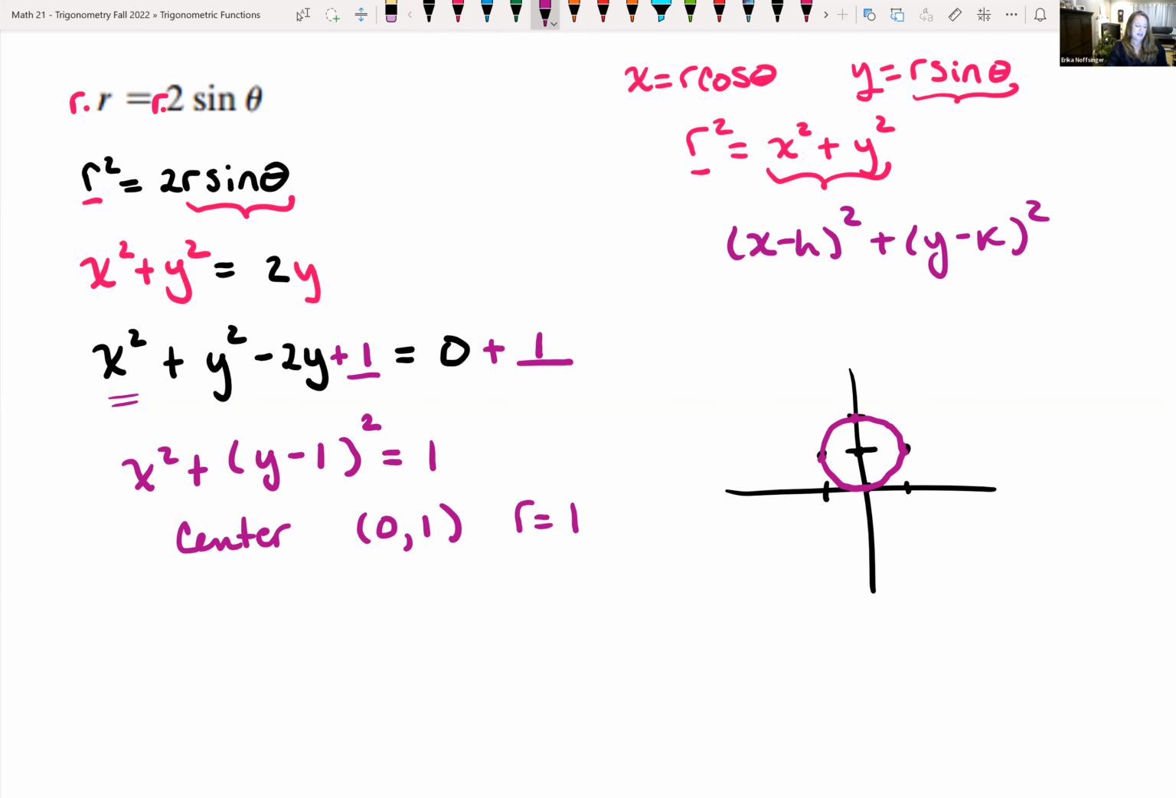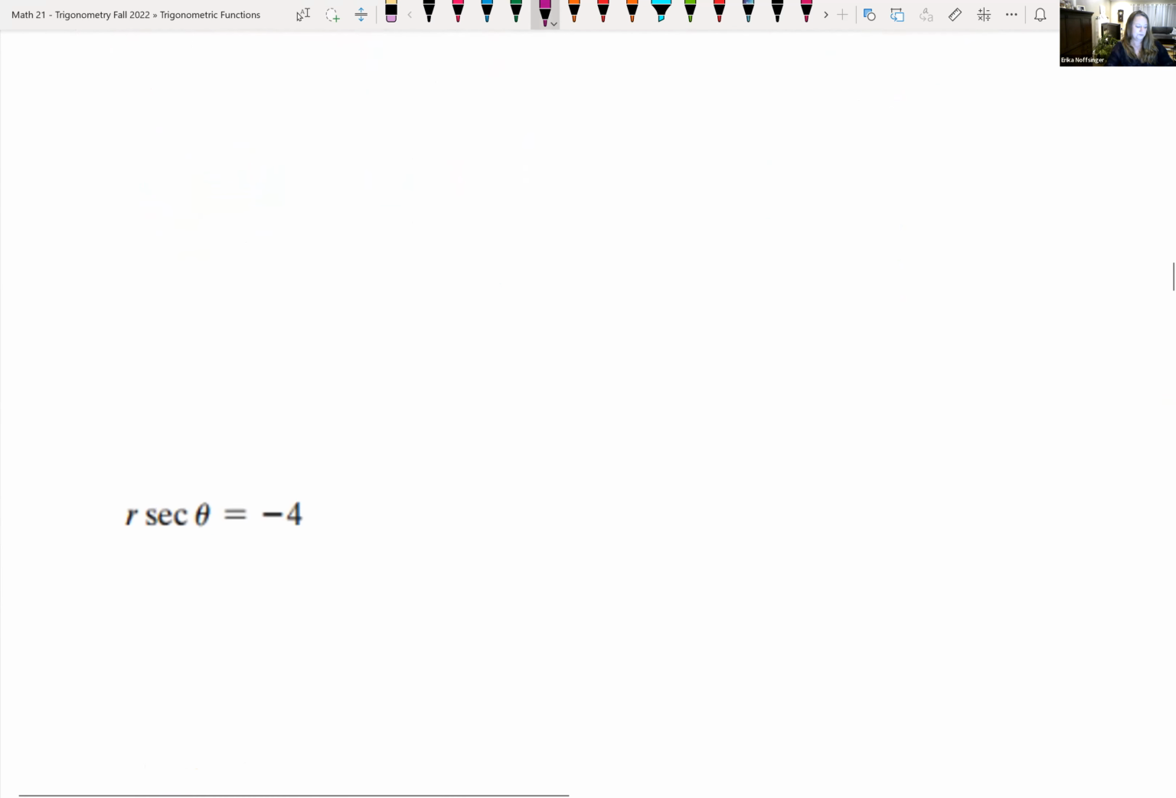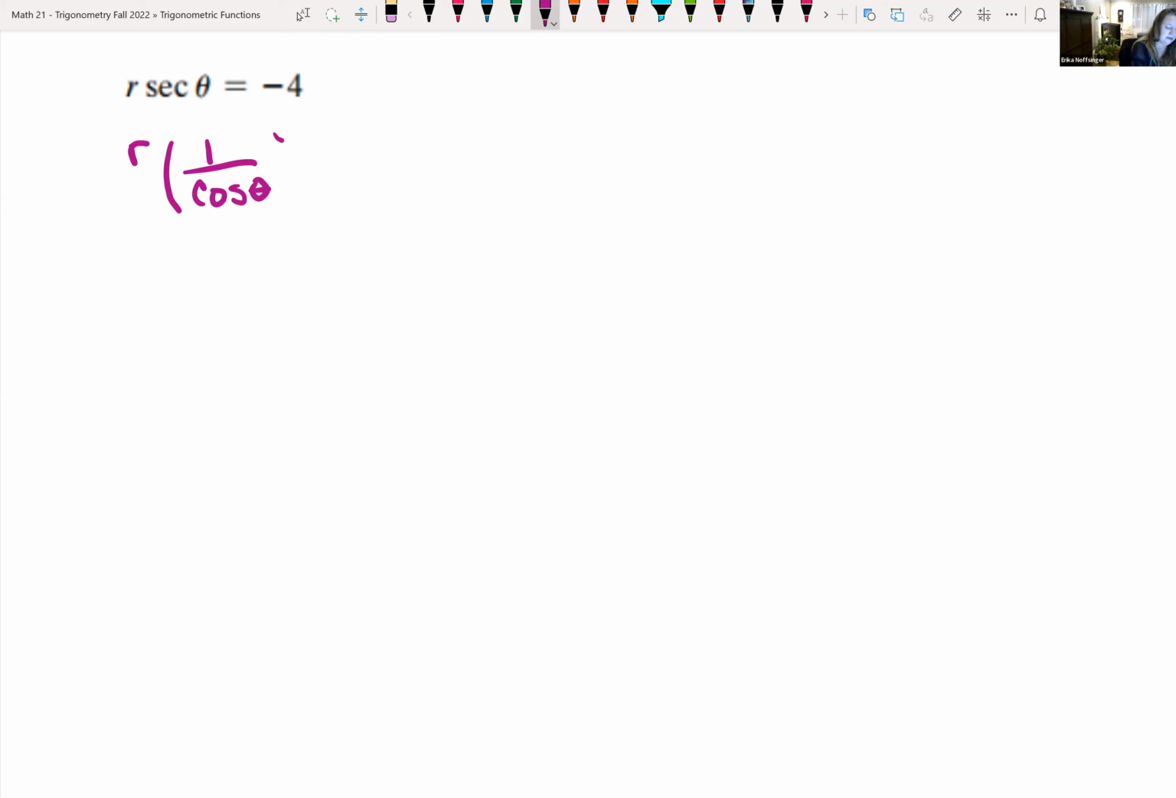Okay, so let's look at another example. This time I have r secant theta is equal to negative 4. So let's look at this. Let's first rewrite this. We know that secant theta is the same thing as 1 over cosine theta. So let's rewrite this equation. So we have r times 1 over cosine theta is equal to negative 4.